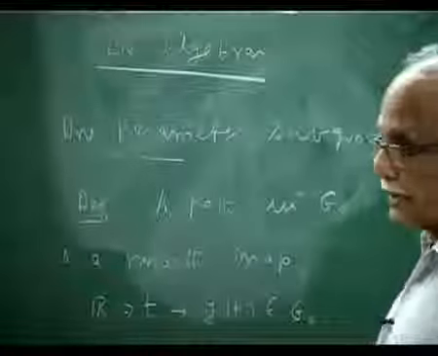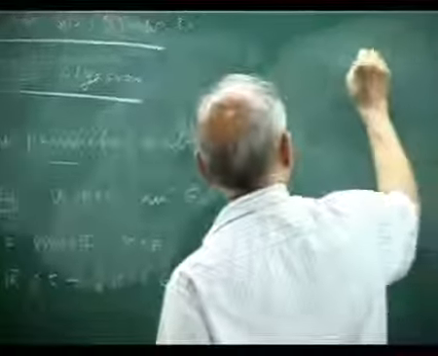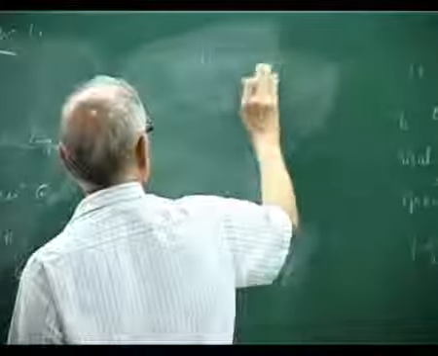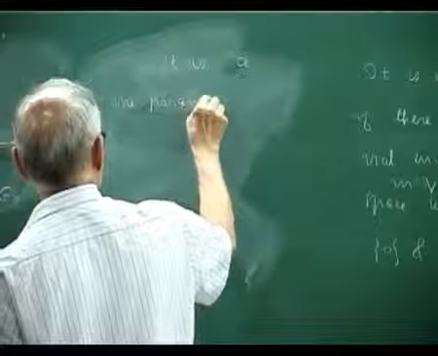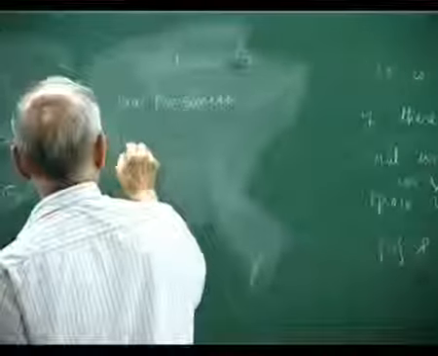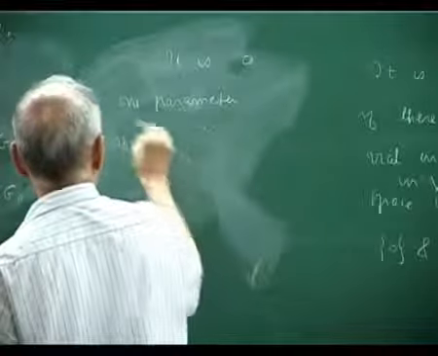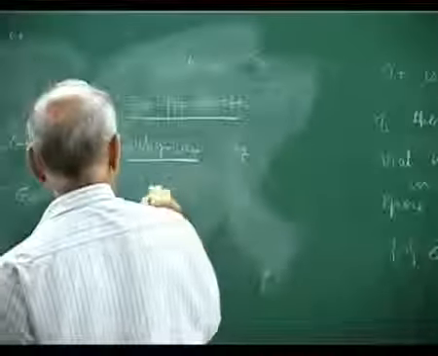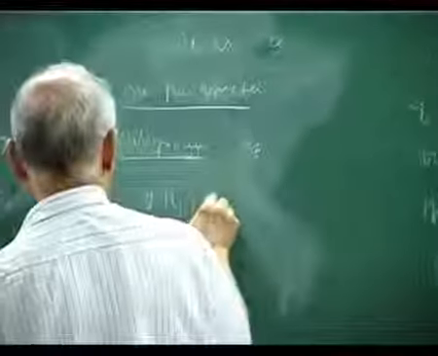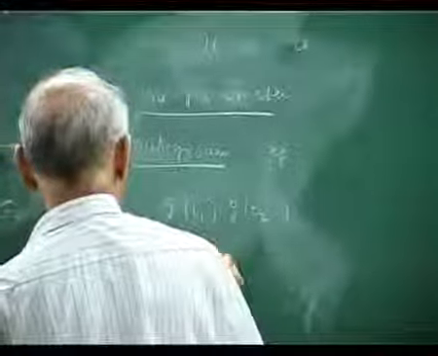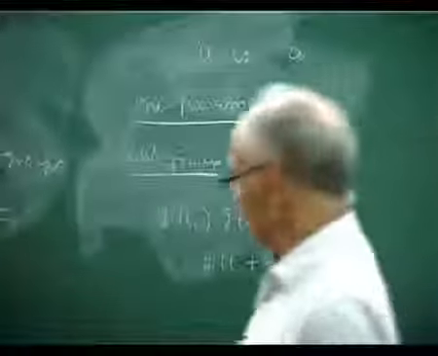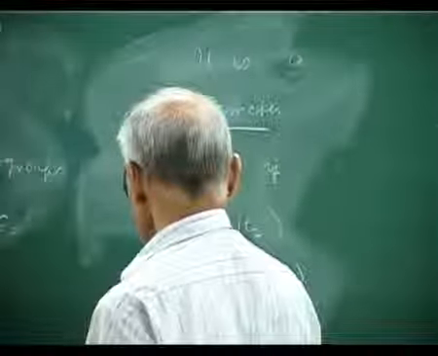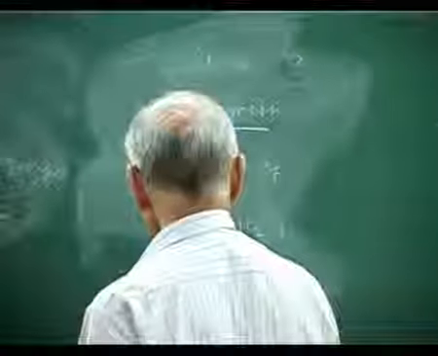It is a one parameter subgroup if it is the case that G of T1 times G of T2 is G of T1 plus T2. And we choose G of 0 to be the identity, conventionally.